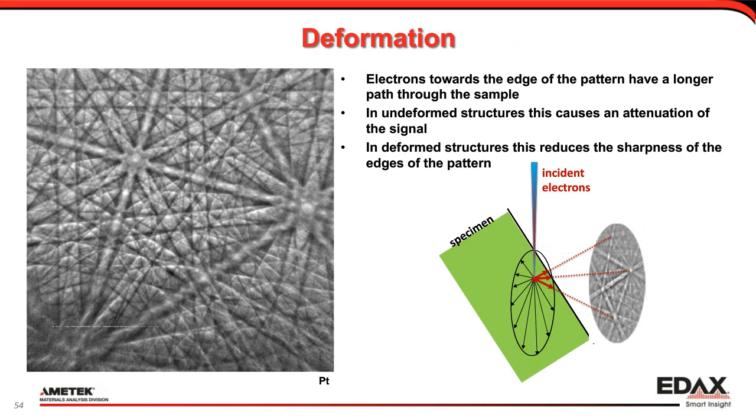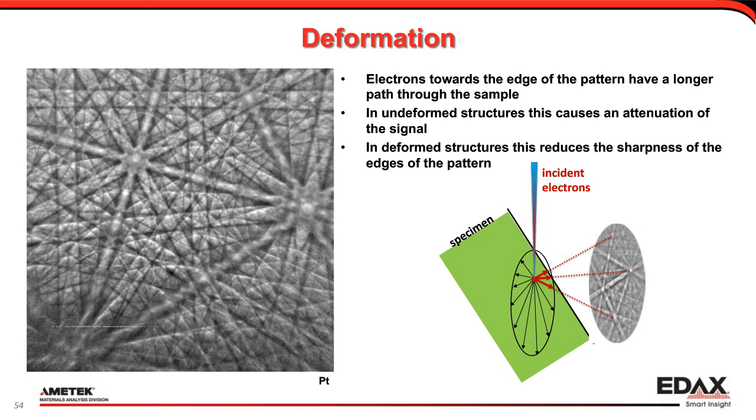Now, then the last few slides, this is on deformation, and just to see what happens with the diffraction inside the sample. This is a platinum pattern, and if you look in the middle of the pattern, the bands and all the details are really nice and sharp. But if you go towards the corners of the image, you can see that the details are not as clear anymore. They get a little bit blurry, especially towards the bottom.